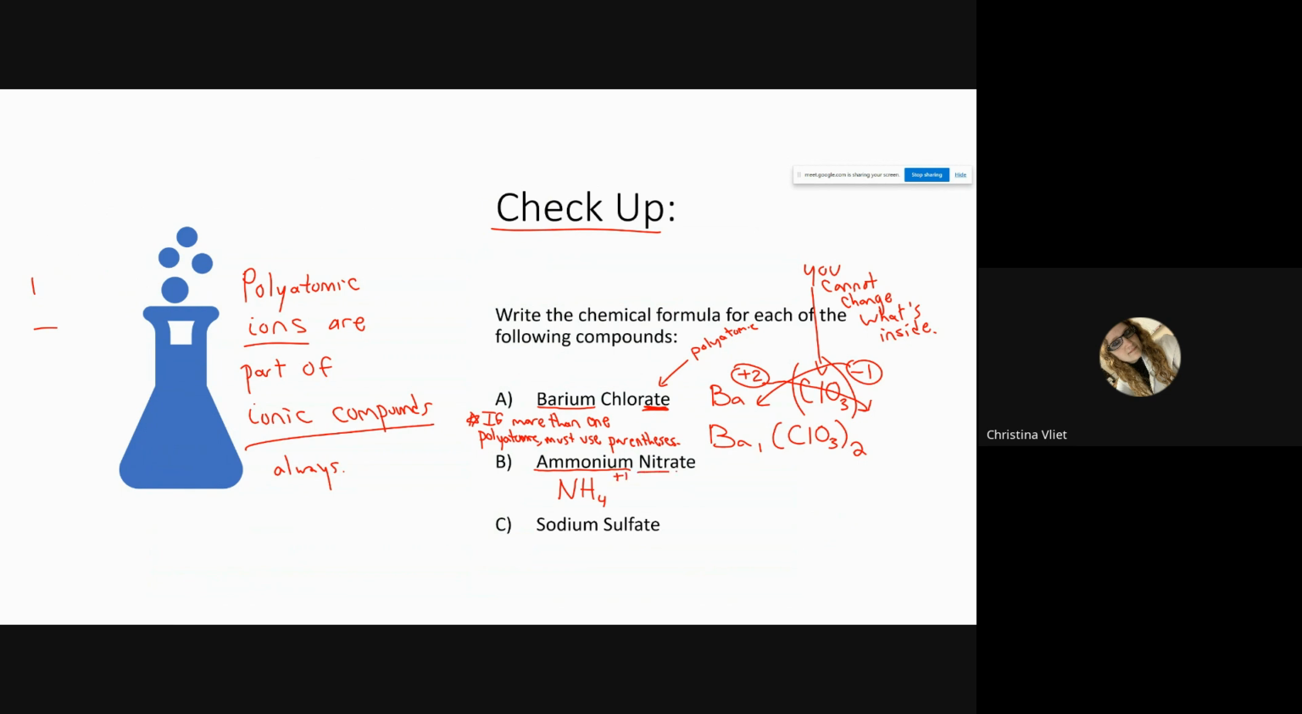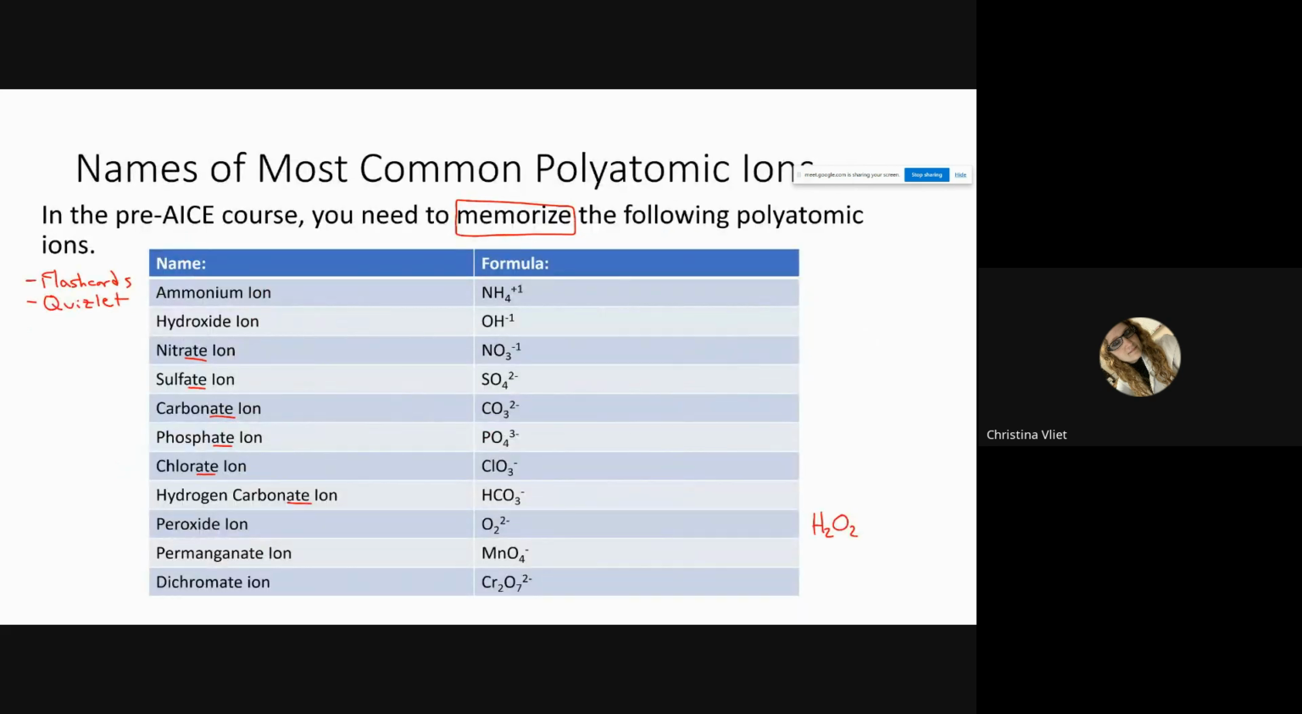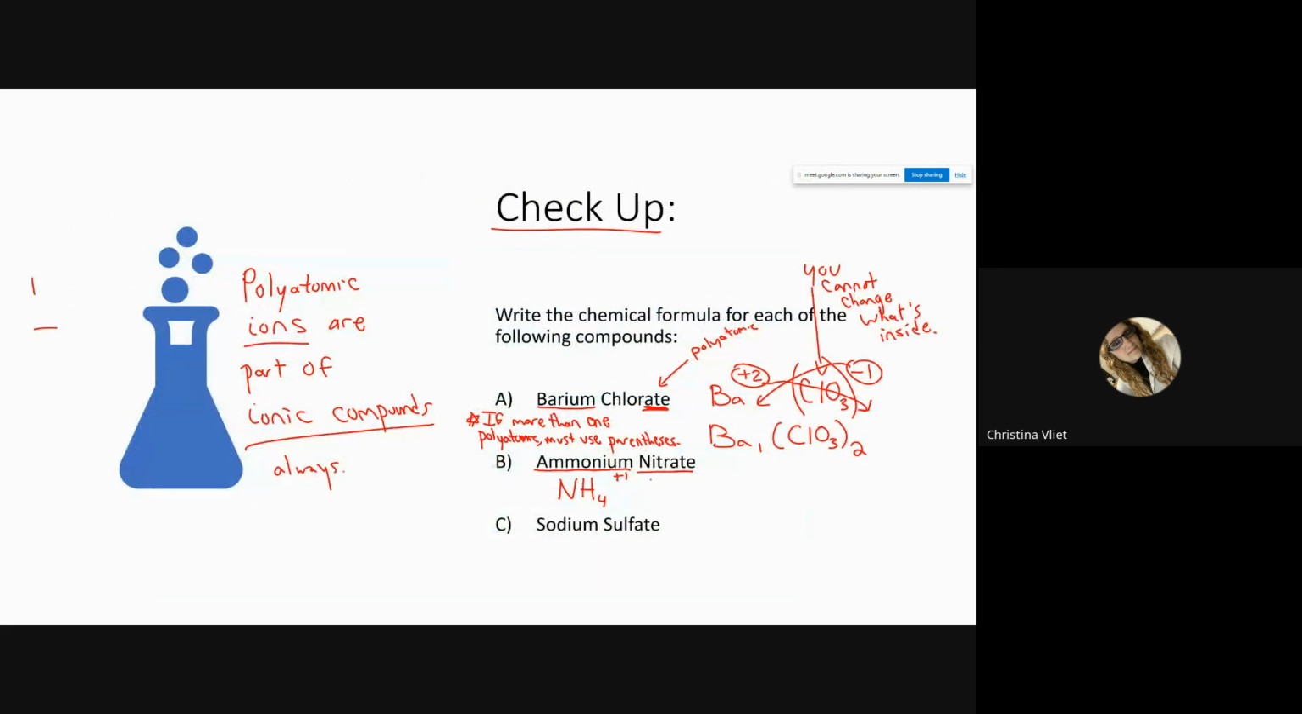And then what's nitrate? NO3 minus 1. Those charges cancel, but you can crisscross them if you want. If there's only going to be one of each polyatomic ion, do you need to use parentheses? You're correct. You do not. You only use parentheses if there's more than one. So this would then become NH4NO3.